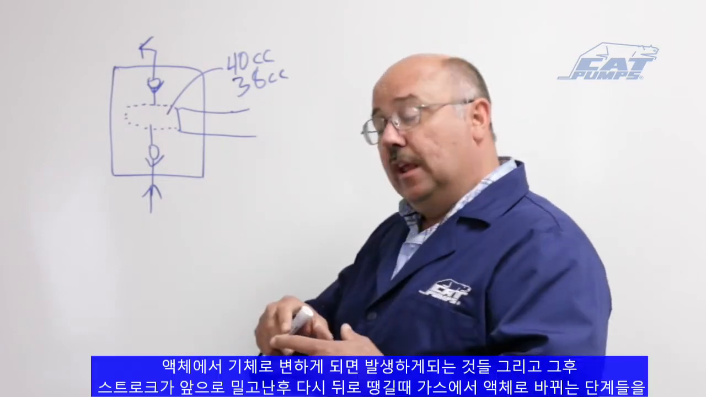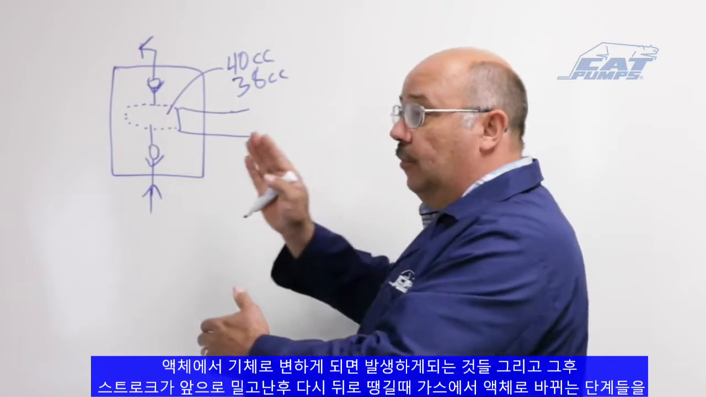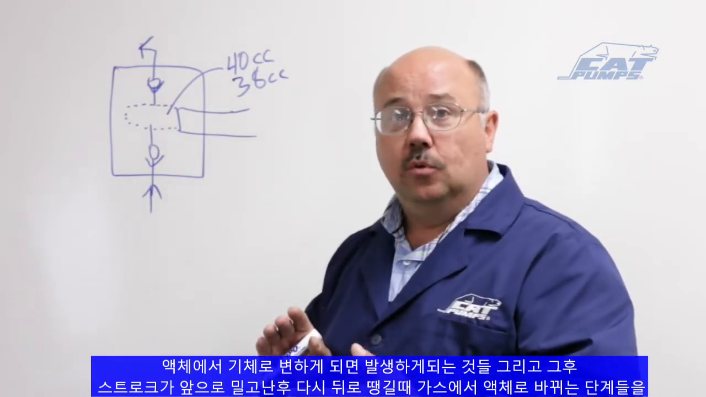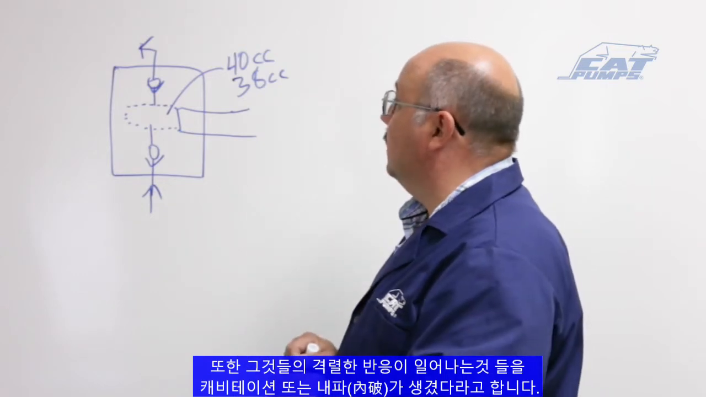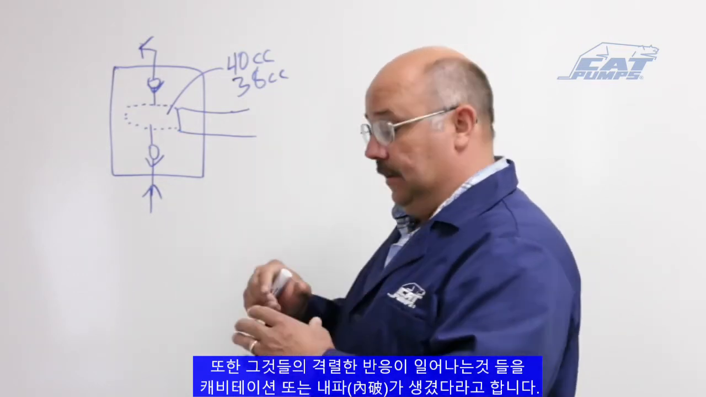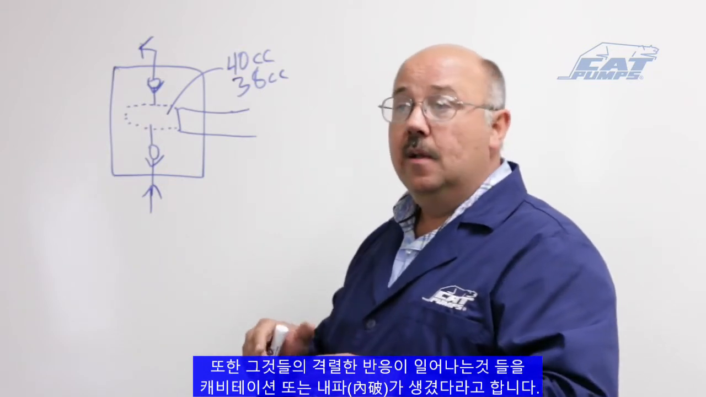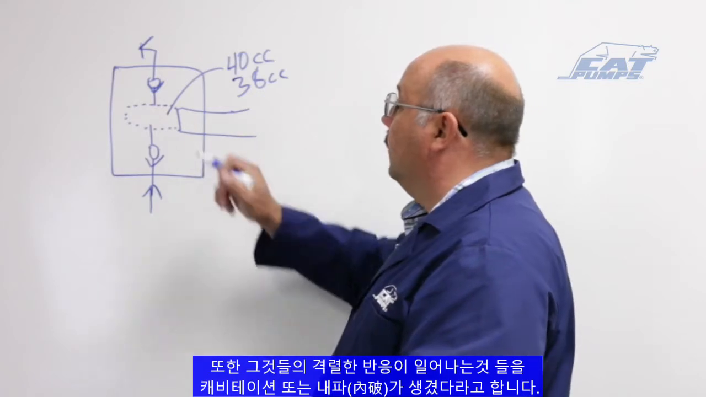You're taking it from liquid to a gas on the retraction, and then on the forward stroke you're pushing it back from gas to liquid, which is changing the phase, and that is a violent reaction that occurs. It's called cavitation, or there's an implosion that is going on in there.